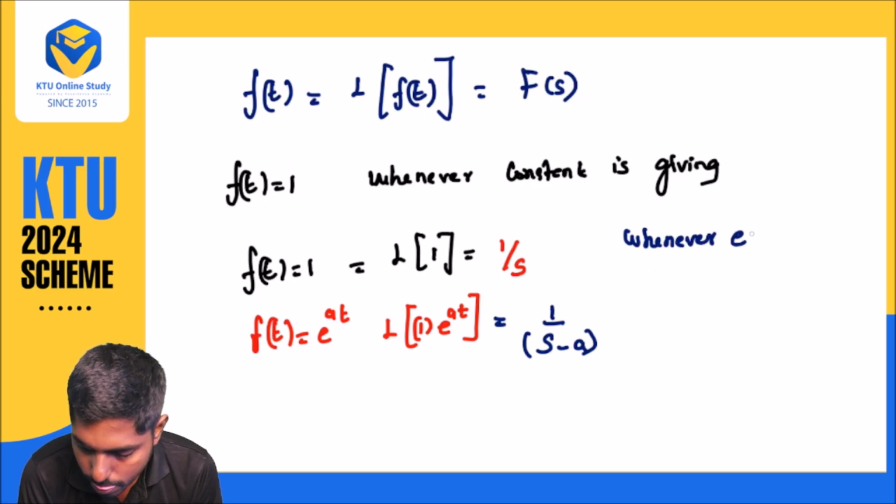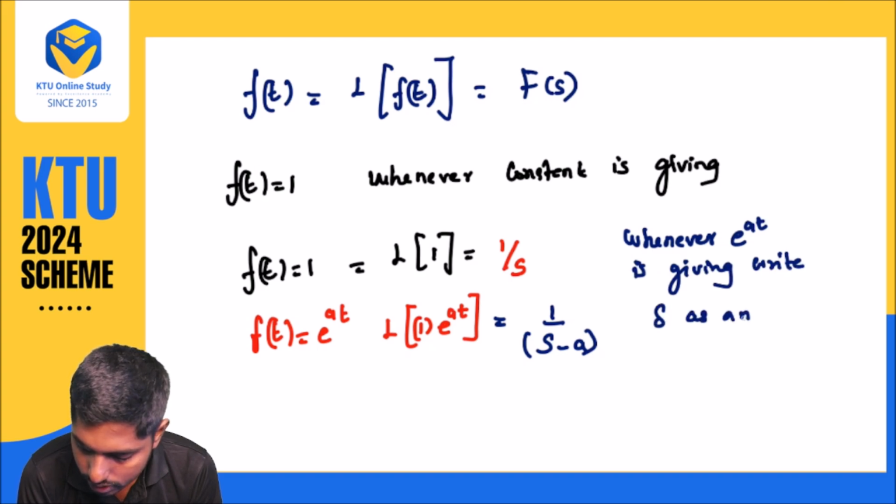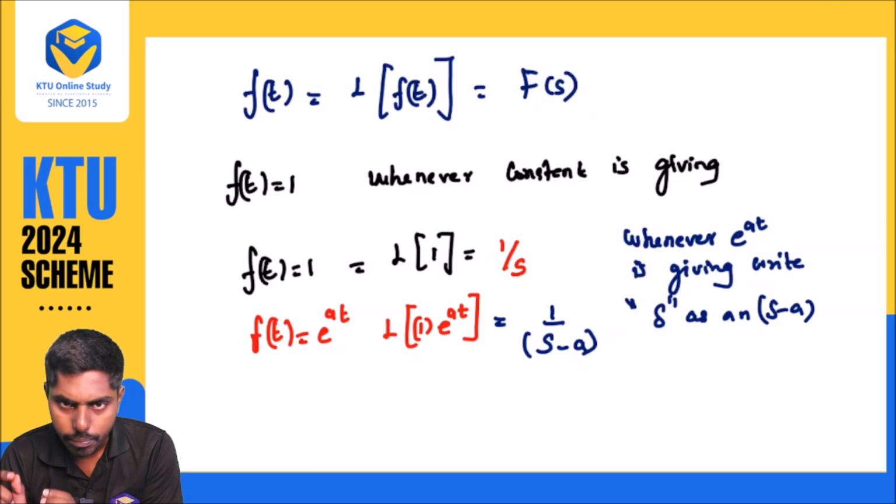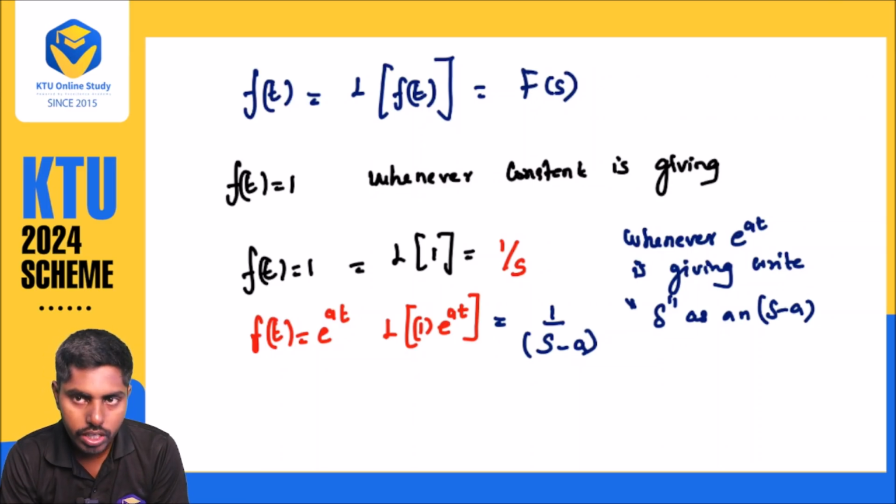Whenever e power at is given, write x as x minus a. In place of x, you want to write x minus a. This is the thing. Whenever e power at is given, you want to write 1 divided by x minus a. We should be very thorough.